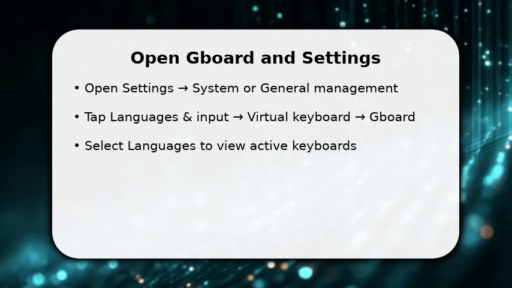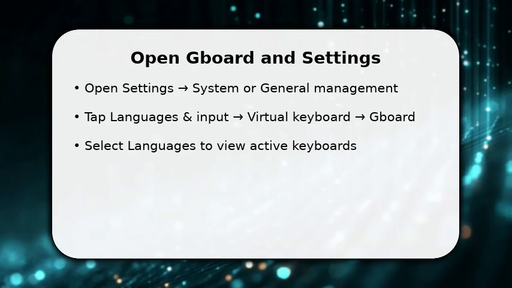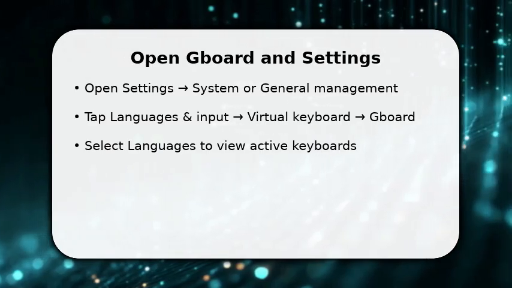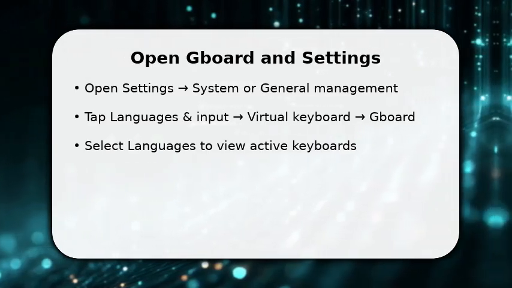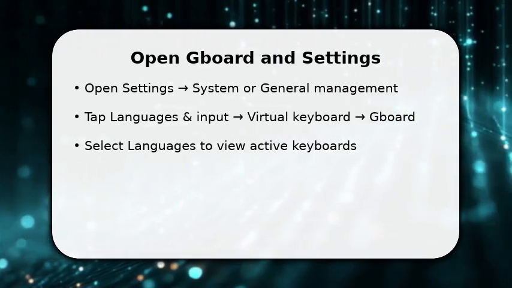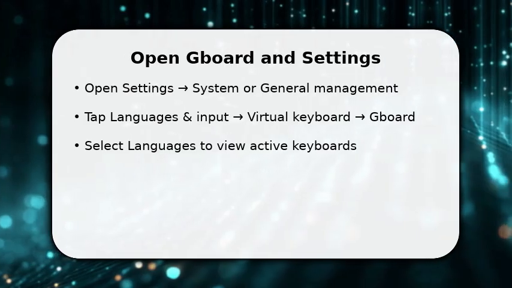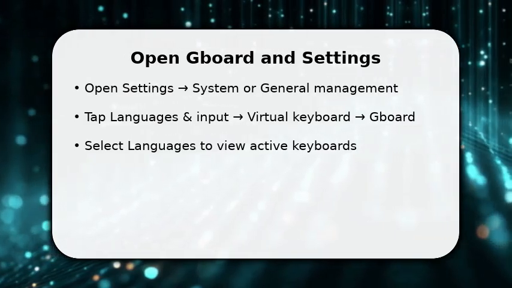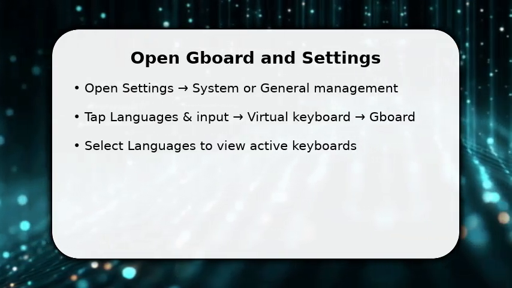You start inside Android settings to target Gboard quickly. First, open Settings, then go to System or General Management depending on your phone. Once there, tap Languages and Input and choose Virtual Keyboard, then Gboard. This gets you directly to Gboard's language list so you can edit what's active.